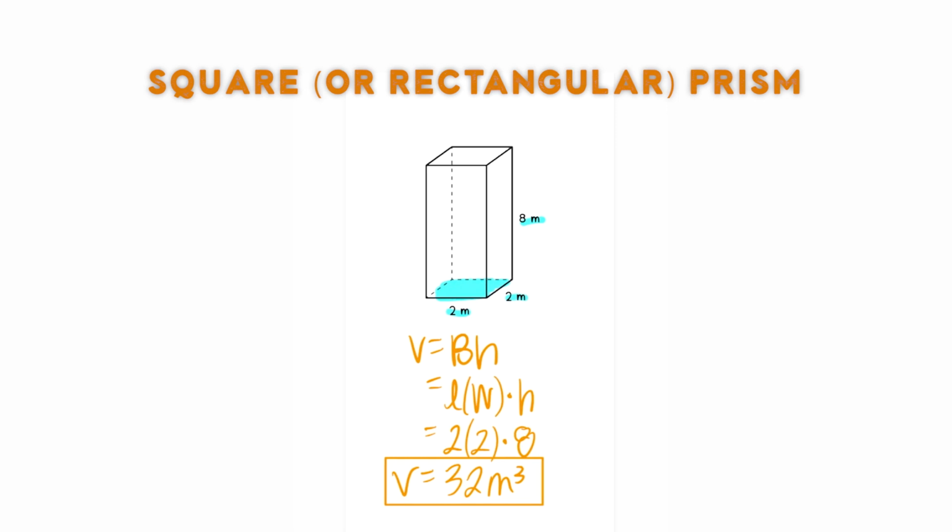Now another way to look at this is a rectangular prism laying on its side. Even if you looked at it this way, you would still be multiplying 8 by 2 by 2, and you would still get 32. So it really doesn't matter for rectangular and square prisms because you're multiplying the same 3 values either way.